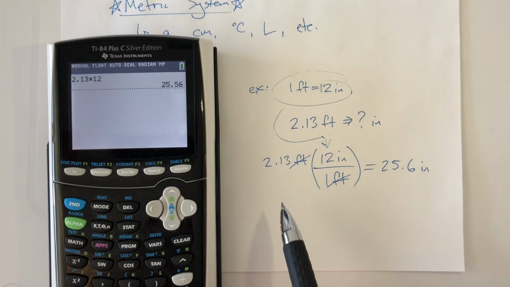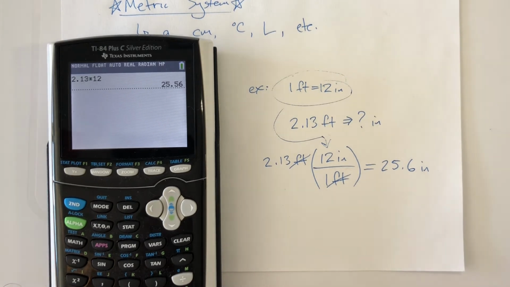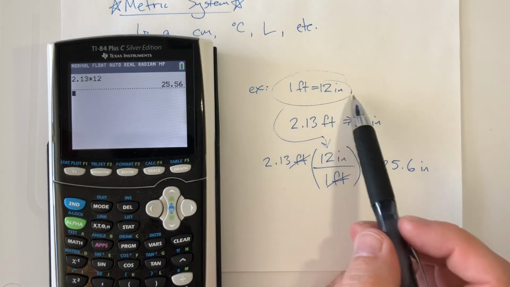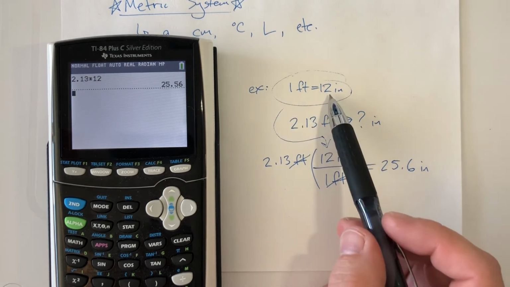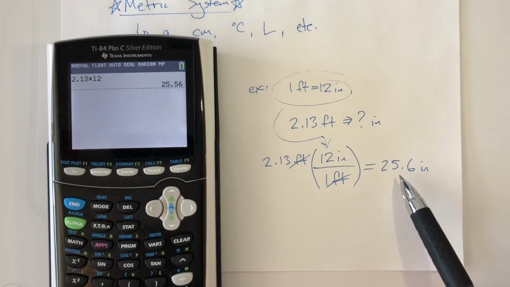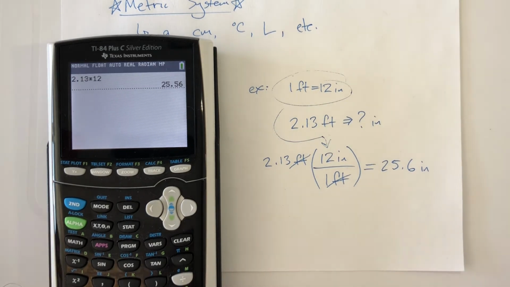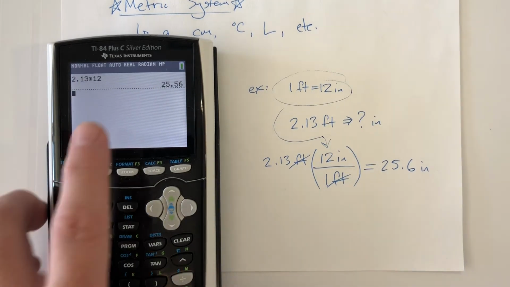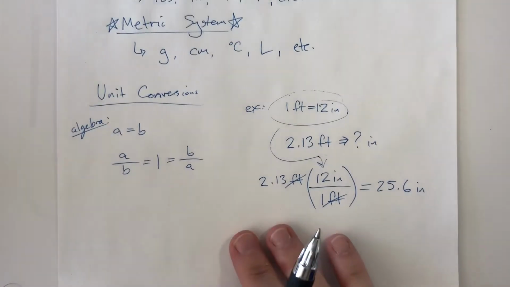Okay, and this should hopefully make sense if you think through the answer. If 12 inches is a foot, 2 feet would be 24 inches, and this is a little more than 2, so this should be a little more than 24. So the answer makes sense. It should be super, super consistent here. Okay, let's try a couple more here just to make sure we got this.